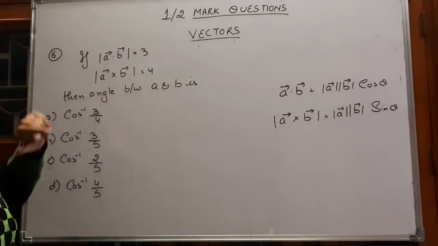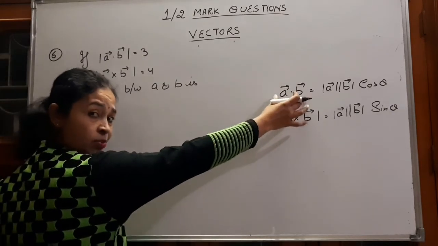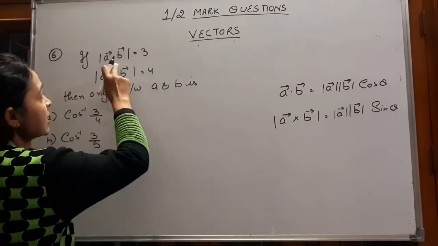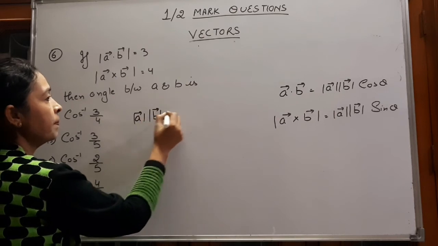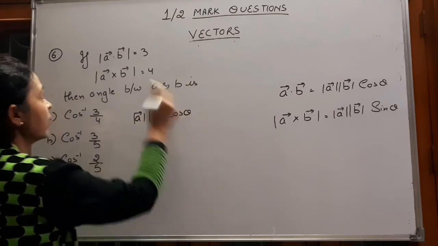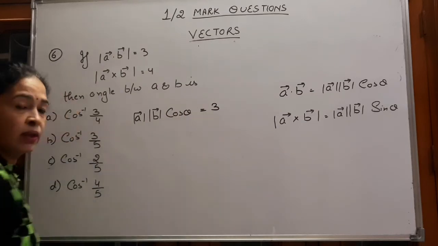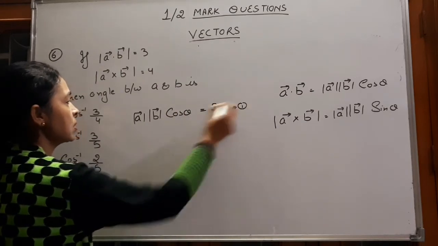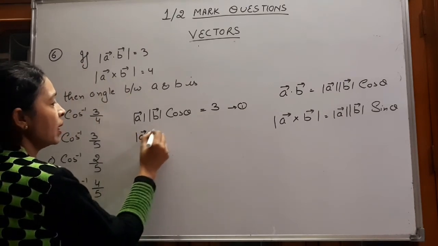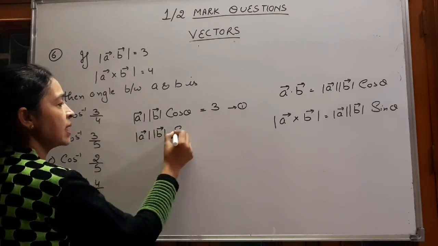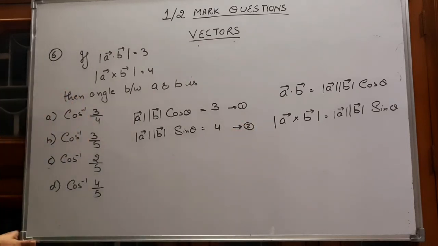Here we have vector A dot vector B magnitude. What will be the magnitude? This is a scalar quantity. Its magnitude will be the same. This will be equals to magnitude of A into magnitude of B into cos theta, and this is equals to given 3. Let this be first. Vector A cross vector B magnitude is magnitude of A magnitude of B into sin theta, and this is equals to 4, second.